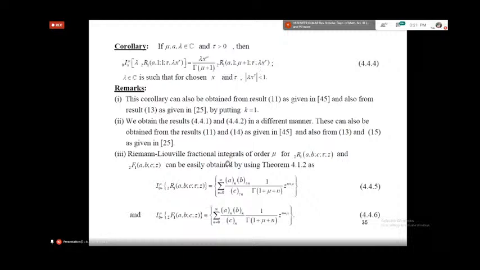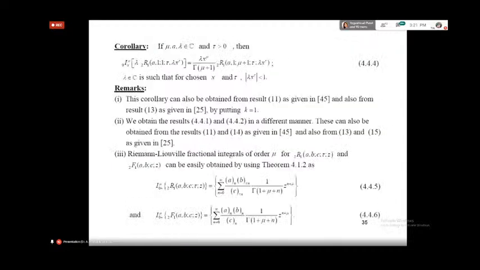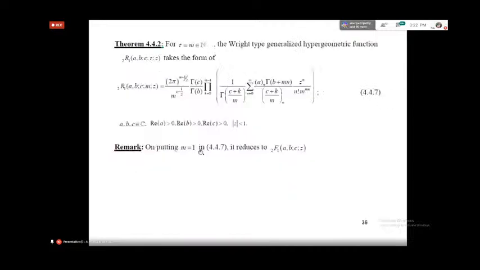And now here some special cases are given. So I'm skipping this, and if you are interested, it's 4.4.5, 4.4.6. Now, the right type generalized hypergeometric function. The first one, now, is 2R1, which is this. So this can be put into this form. If you see here, gamma is this, gamma is this, and this is going to n is this.